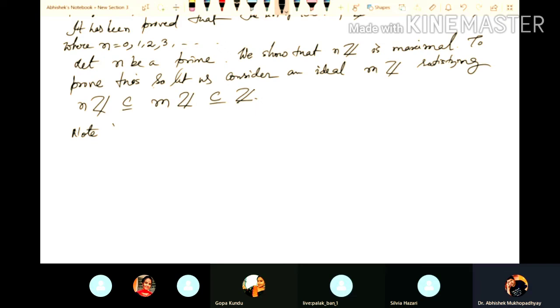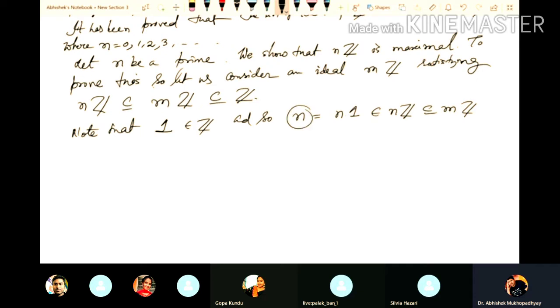Now note that Z is a ring with unity. So 1 belongs to Z, and for this reason n is n times 1, and that is why it belongs to nZ. But nZ is a subset of mZ. So this n is a member of this ideal, which implies that m divides n. Since n is a member of mZ, this means m divides n, that is n can be written as some multiple of m for some integer q.